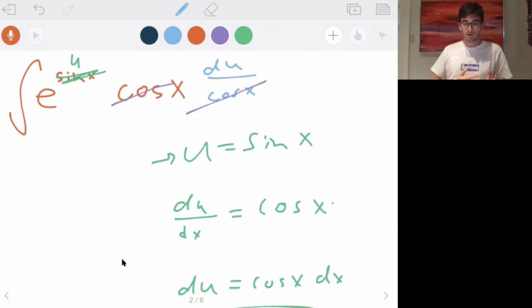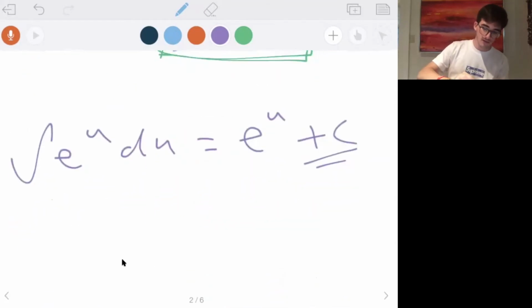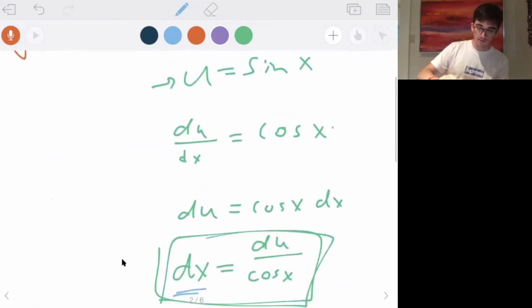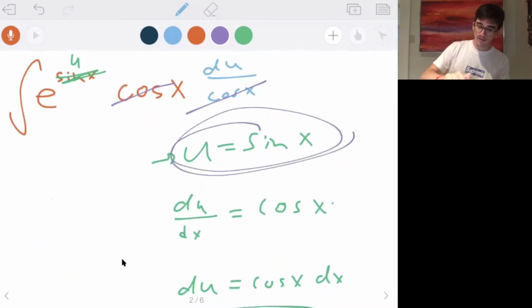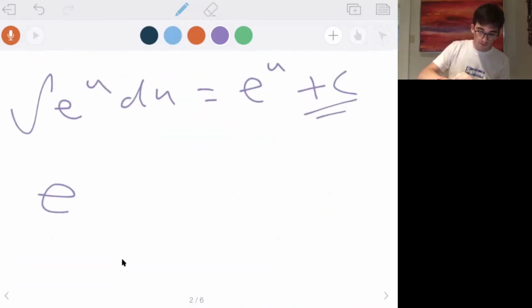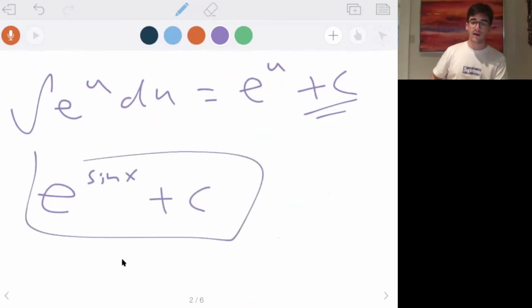U, as far as the grader is concerned, does not exist. So we have to put everything back in terms of x. All right, so to do that, we're just going to say, okay, instead of e to the u plus c, it's going to be e to the sine x. So e to the sine x plus c. And that right there is the answer.